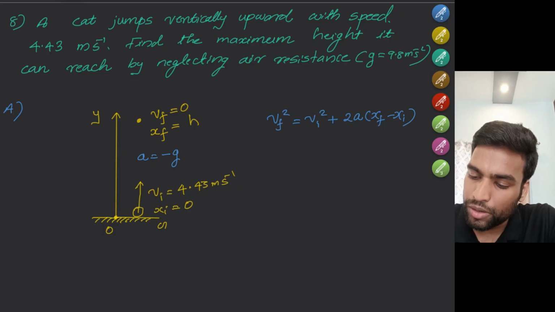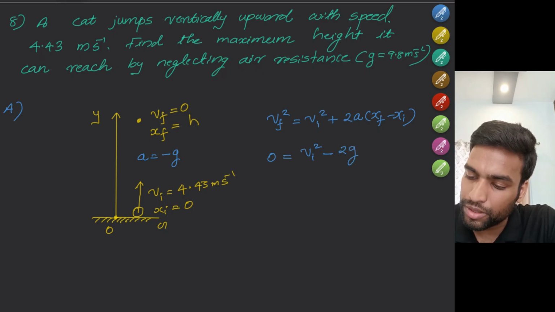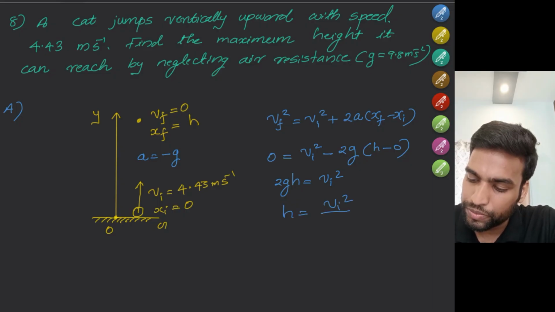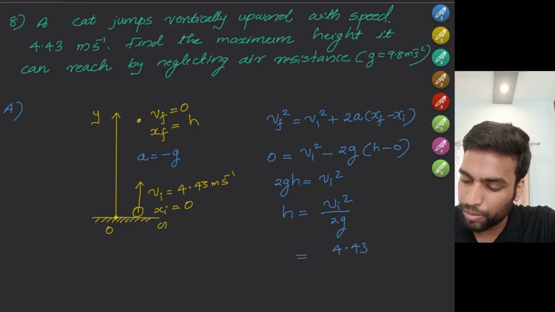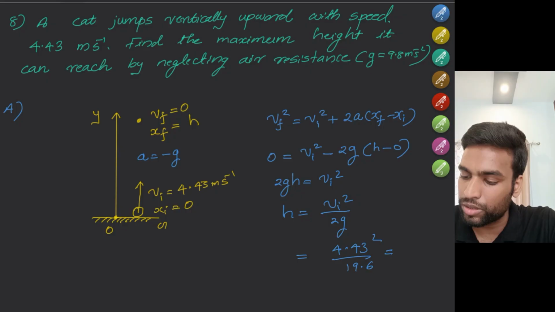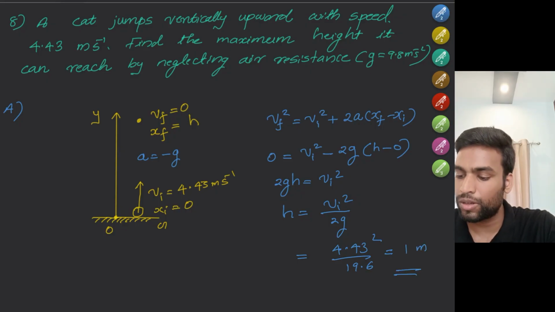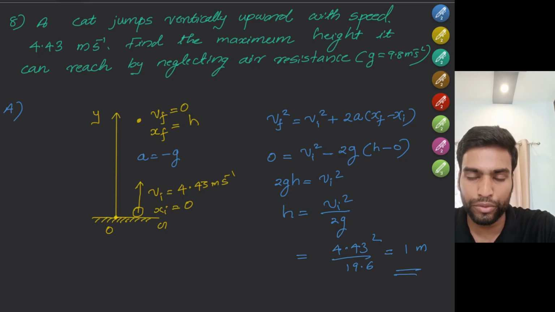Good. And Vf is 0, so we can substitute here, and Vi square we can substitute later on, and minus 2g, xf is h, and xi is 0. Therefore, we can write 2gh equal to Vi square. So height is definitely Vi square divided by 2g, which I can write as 4.43 square divided by 19.6, which will give you around 1 meter. So the cat can jump up to this distance from the ground provided the initial speed is 4.43 meter per second.